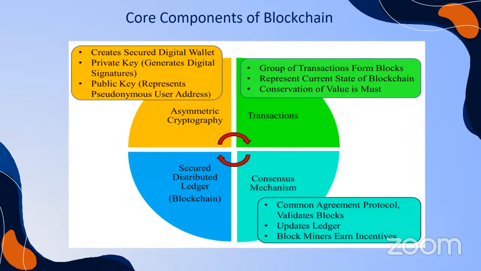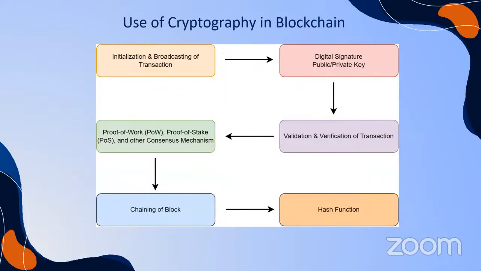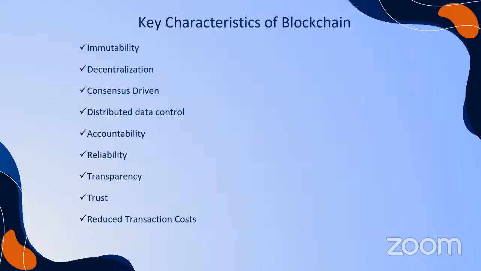Then we update the ledger, and the block miner receives an incentive when using the proof of work algorithm. But if we use proof of stake, then a transaction fee can be received. Then after that, we add the block to the blockchain. So these are the basic components of the core blockchain and the use of cryptography in it.